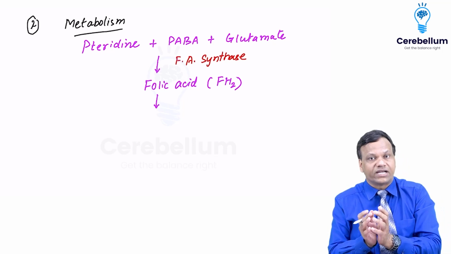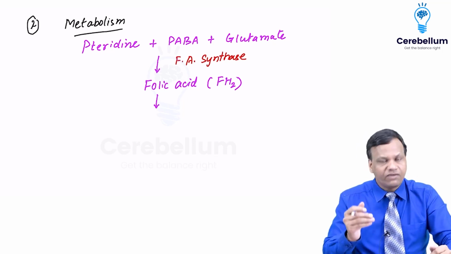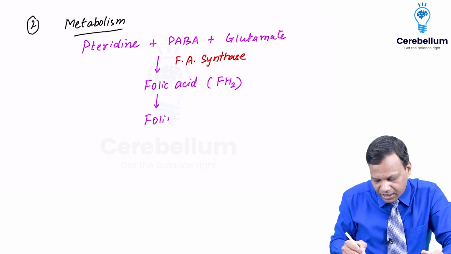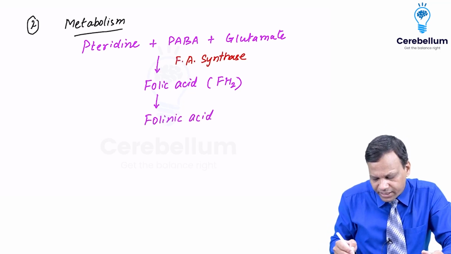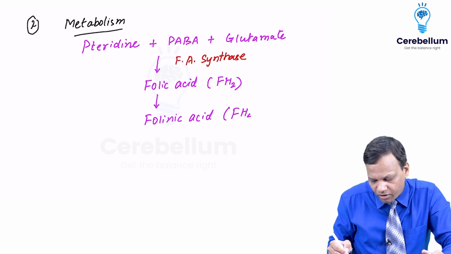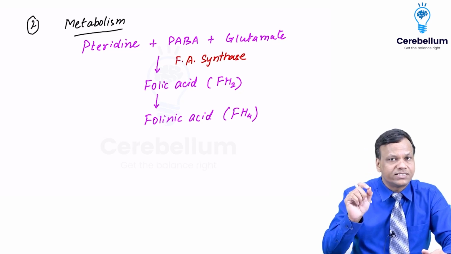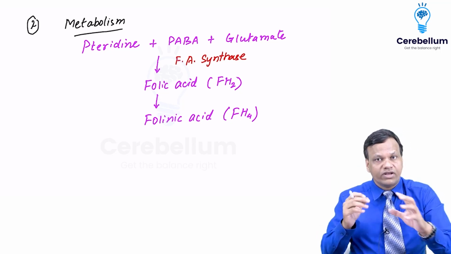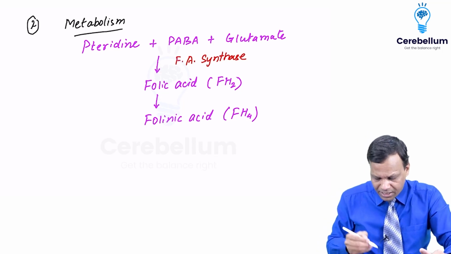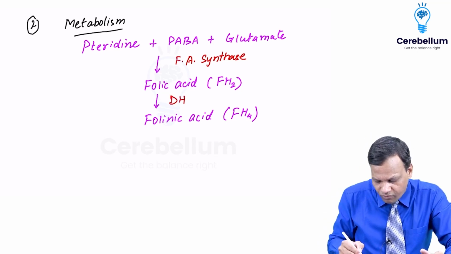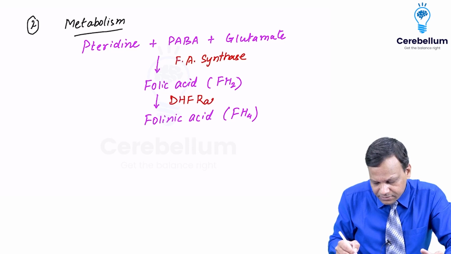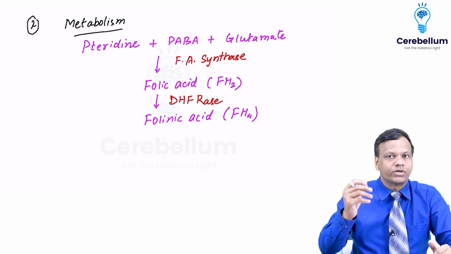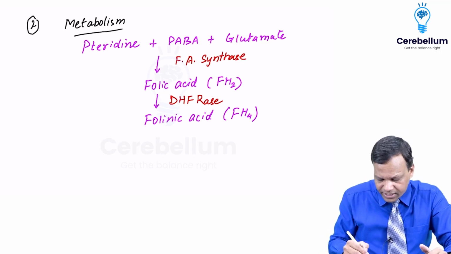It must be activated. And what is the active form? Active form of folic acid is folinic acid. Folinic acid is nothing but tetrahydrofolic acid. So dihydrofolic acid is inactive, tetrahydro is active, and we want to convert dihydro to tetrahydro, we need to reduce this. So the enzyme name is dihydrofolic acid reductase. Dihydrofolic acid reductase converts dihydro to tetrahydrofolic acid, and tetrahydrofolic acid is active.